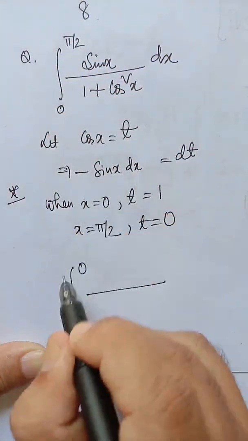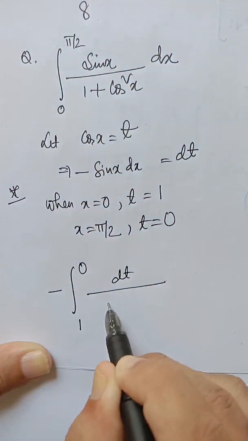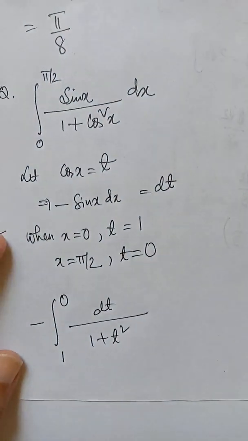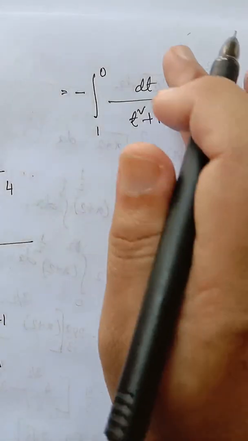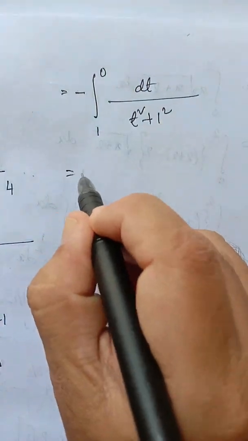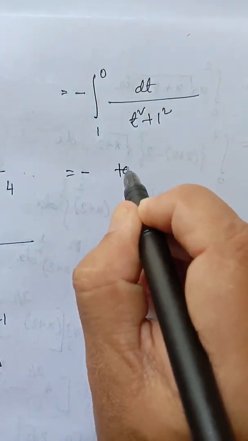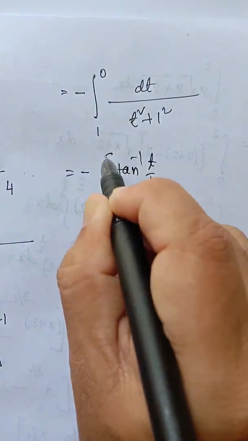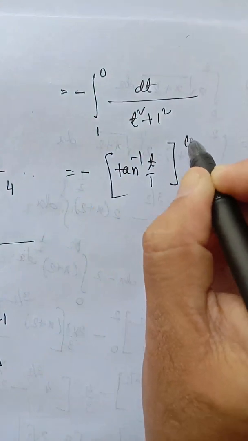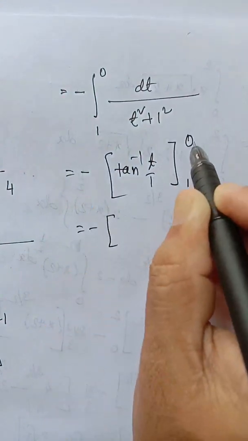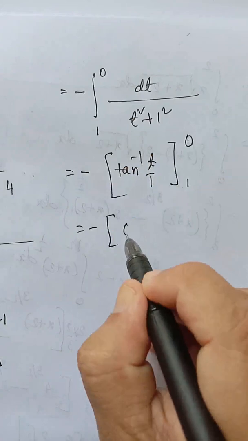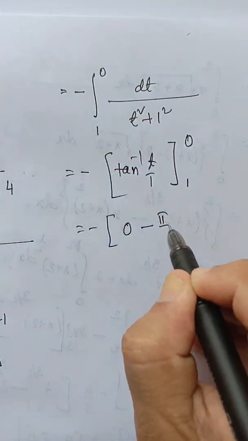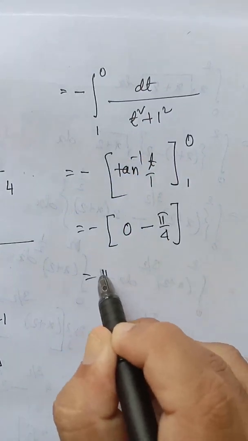Sin x dx is minus of dt by 1 plus t square, or t square plus 1. And now this integral is of the form dx by x square plus a square. This integration will be 1 by a, tan inverse of t by a; a is 1 here, so 1 by 1 means 1, tan inverse of t by 1. The limit is from 1 to 0. Minus of, first we will put t equal to 0, tan inverse of 0 is 0. Minus, we will put t equal to 1, tan inverse of 1 is pi by 4. So ultimately the answer is pi by 4.